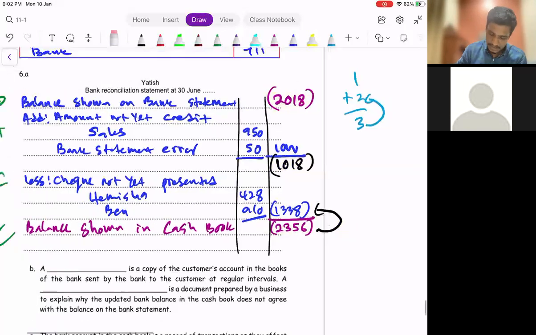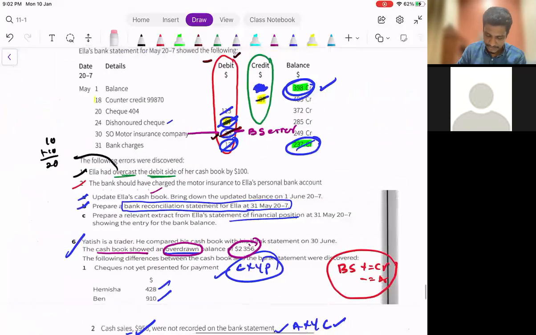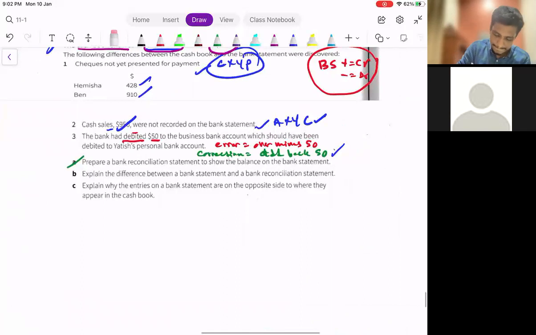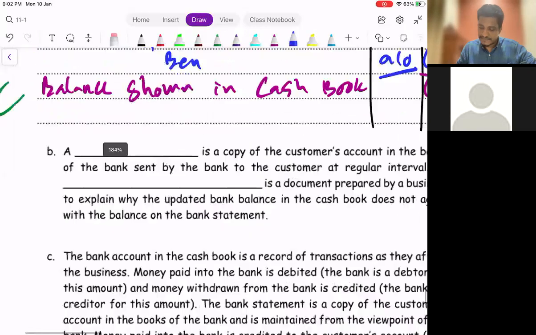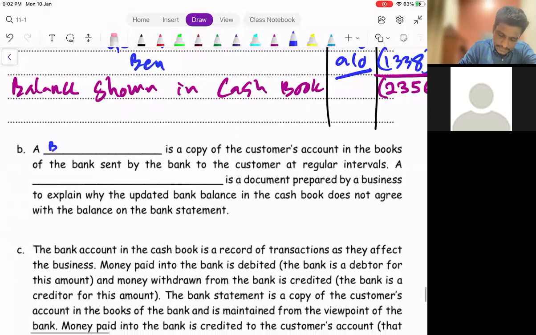Okay, next one. We have some theory questions also. Question B. Explain the difference between bank statement and bank reconciliation. So what is the difference between bank statement and bank reconciliation? The answer is already there. I already typed for you. First one is a bank statement. A bank statement is a copy of the customer's account in the books of the bank sent by the bank to the customer at regular intervals.